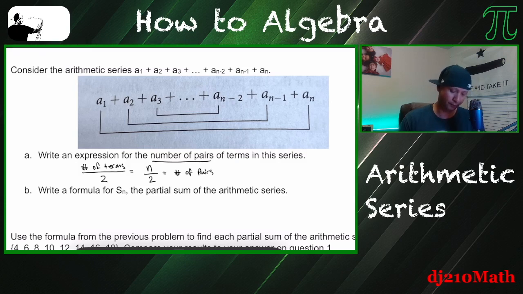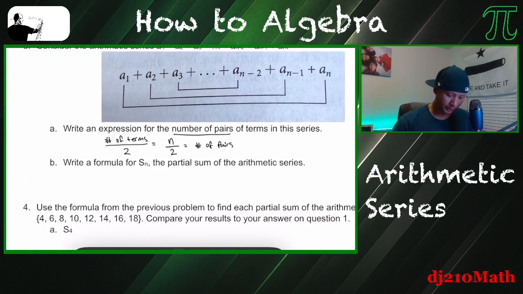Right, so like in the case of the last example, if there were 100 terms, 1 plus 2 plus 3 all the way up to 100, then that would make 100 divided by 2, which would be 50 pairs, right? So n divided by 2 is the number of pairs.